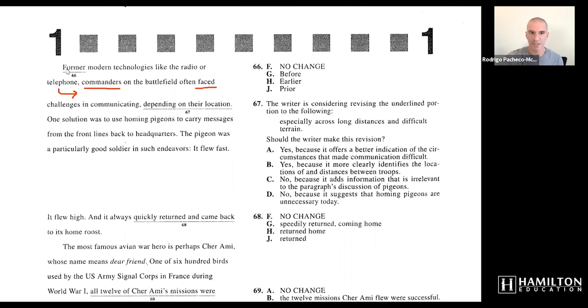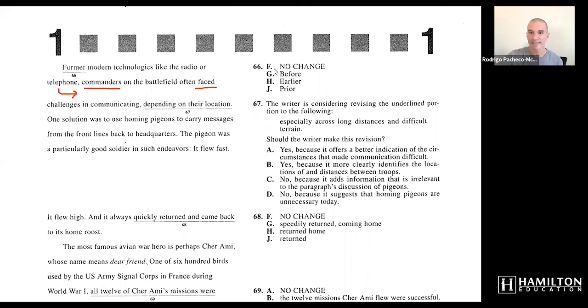We have F no change, former. This is used to refer to something before or prior. Then we have before. Earlier, this is very close in meaning to former. Earlier or former technologies in this context would mean pretty much the same thing. And prior, this also suggests something that came before.